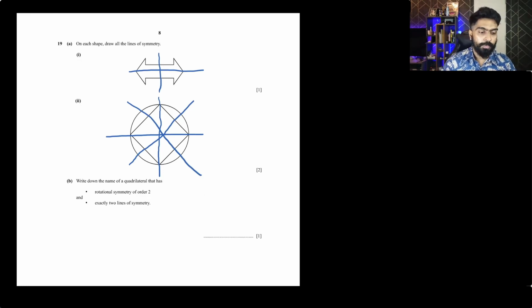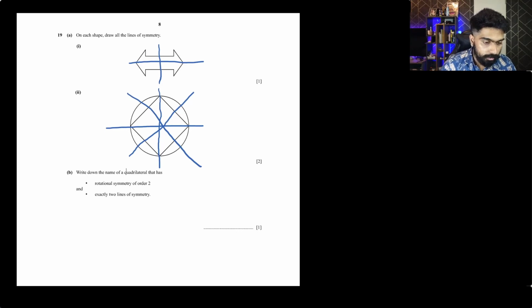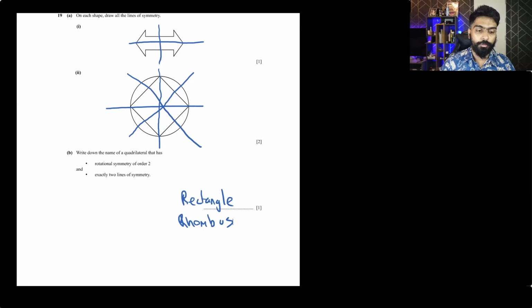All right guys, the next one: write down the name of a quadrilateral that has rotational symmetry of order 2 and exactly 2 lines of symmetry. All right, this is pretty easy. So we have rectangle and rhombus. All right guys, because both of them have exactly 2 lines of symmetry and rotational symmetry of order 2.